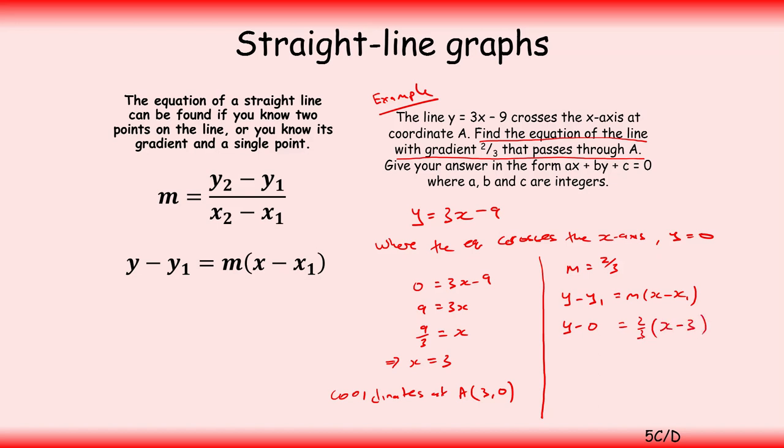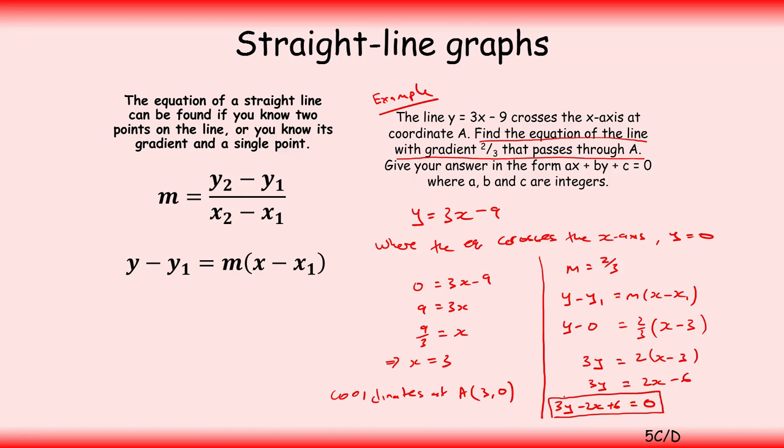Expand and simplify. I'm dividing by 3 here, so if I multiply through by 3, I get 3y is equal to 2x minus 6. And in the general form that they want, that means 3y minus 2x plus 6 is equal to 0. Job done.